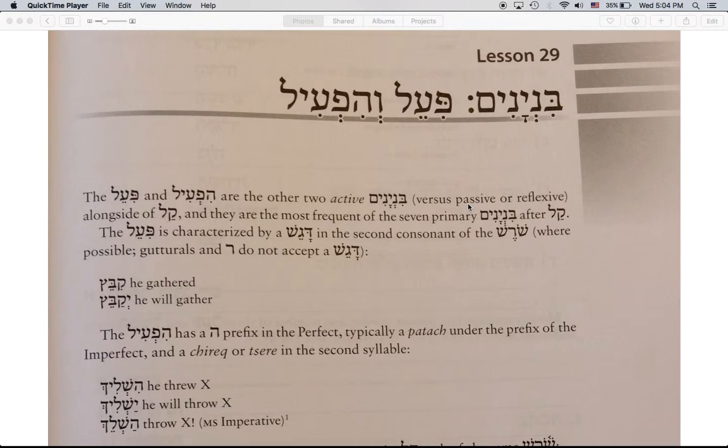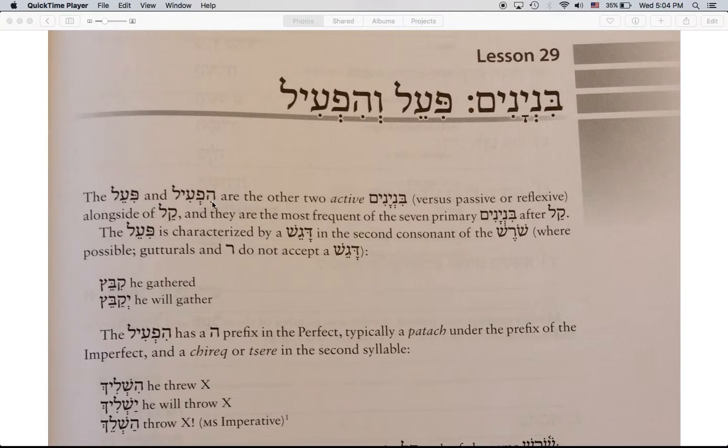Passive is like in English, I am large. It's not something that I'm doing, it's something that I am. So it's not active, as in I'm acting out an action. It's passive, as in I am that. It's also stative. Reflexive is when I'm doing something to myself. So active is when I am doing an action to something else, to an object outside of myself.